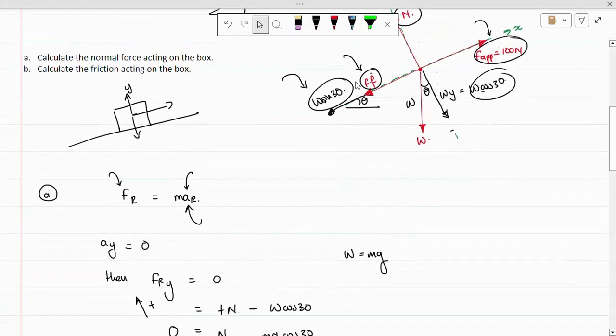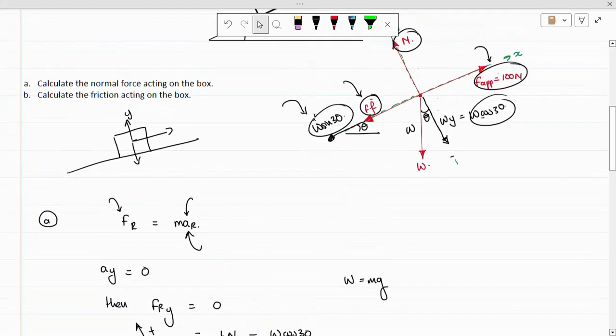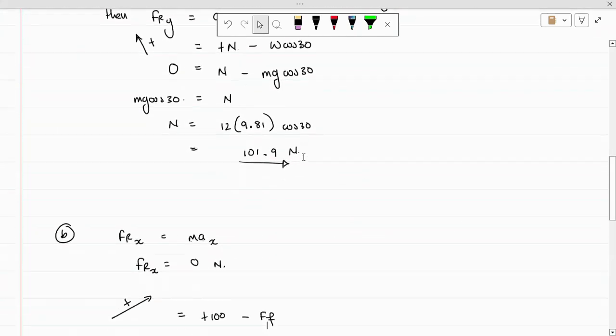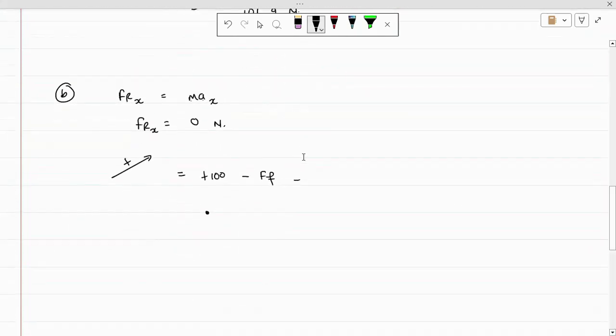The weight component that's going down the slope is negative since it's going down the slope, right? So that's going to be minus W sine 30. So this would give us the resultant force in the x direction. Now the question is, what is that resultant force? That resultant force, as we can see from there, is equal to 0.